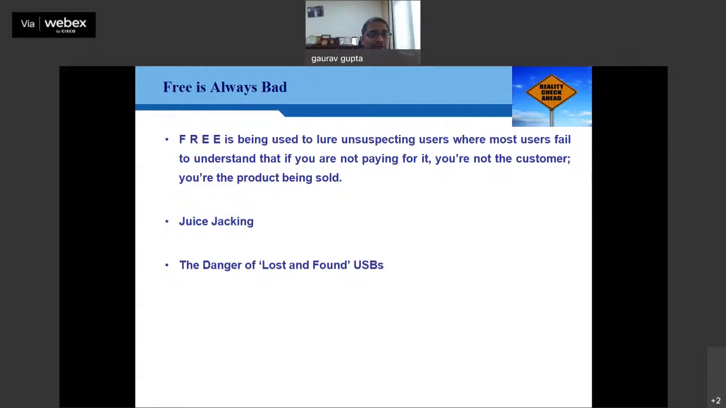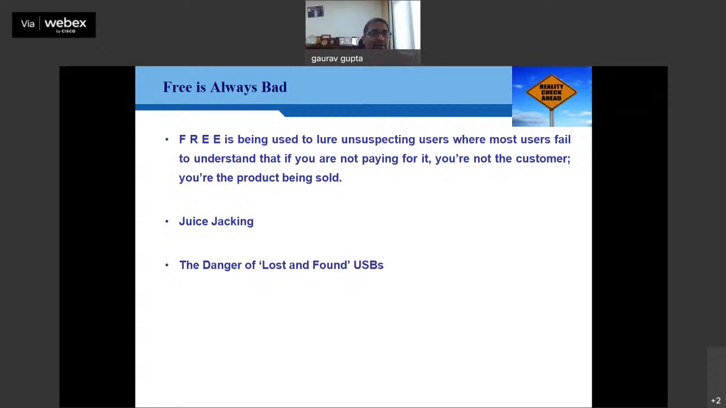Lost and found USB. It is very common that you are given free USBs. You are in a parking lot, and near your car door there is a pen drive lying, and it is a tendency of people to pick it up and connect it to the computer. You might have a good intention of finding out whose pen drive this is, but as soon as you connect this pen drive to your computer or enterprise computer, your computing network will get infected, right?